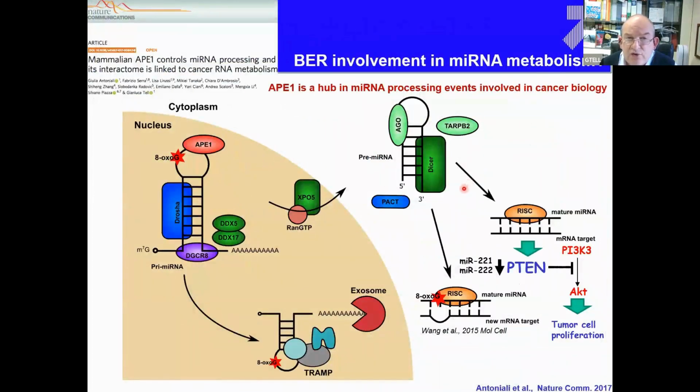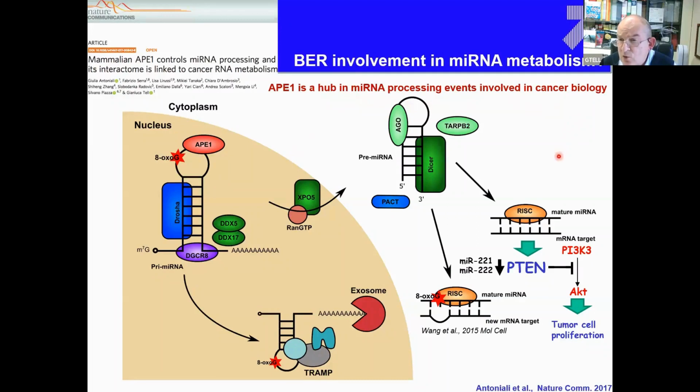So to cut a long story short, what we identified in this paper of 6 years ago is that APE1 is able to perform quality control of pre-microRNA damaged by oxidative stress, thus generating an abasic site that we were able to measure in the nucleus, thus targeting this microRNA to the nuclear exosome for degradation. And therefore, we suggested that APE1 can act as a hub in microRNA processing events involved in cancer biology.